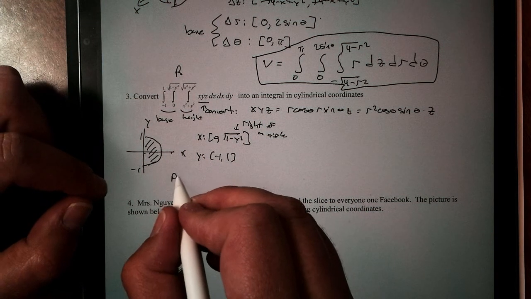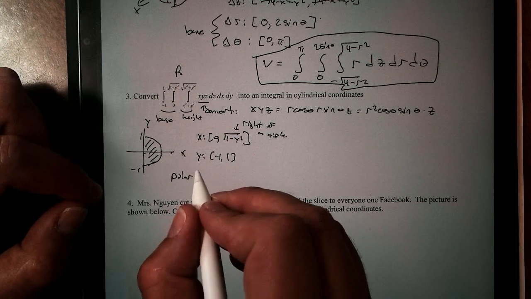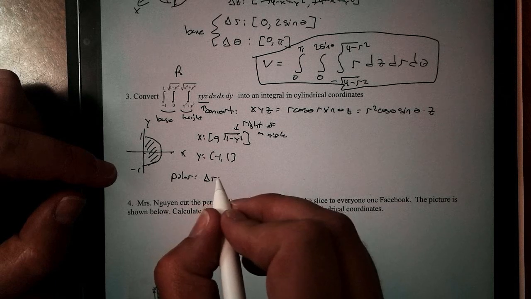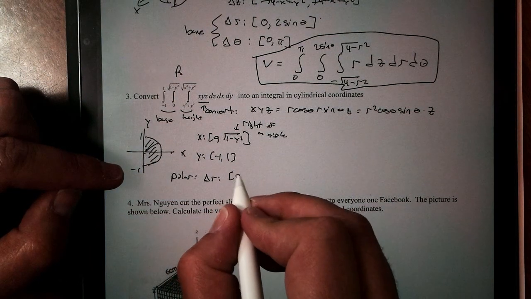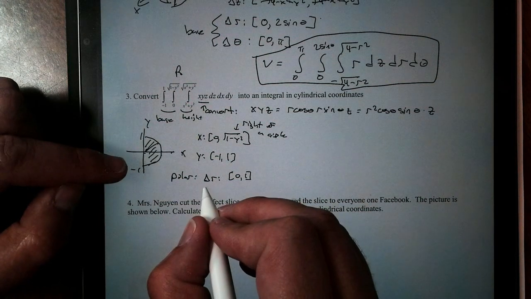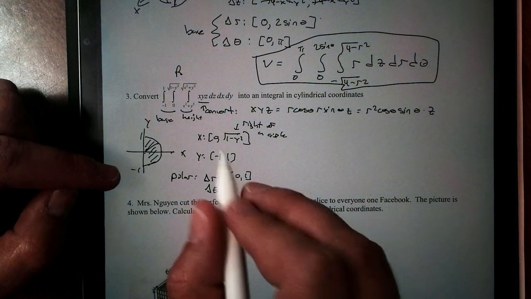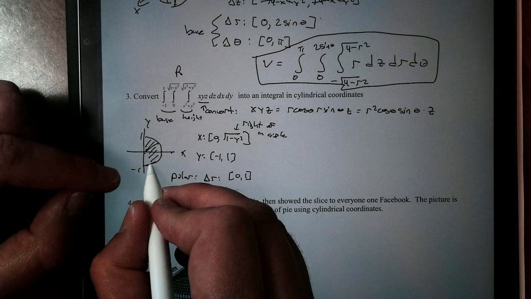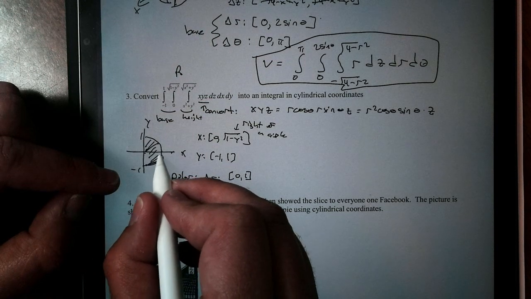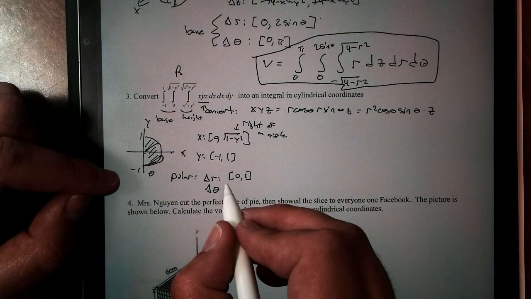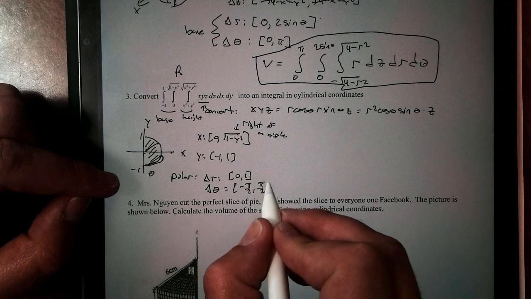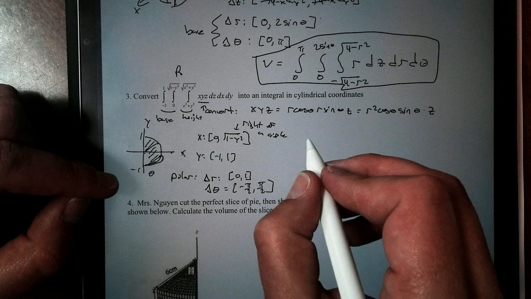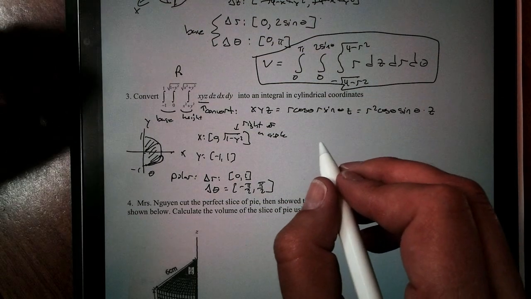So let's write this as polar. I need my change in radius. Well, my change in radius only goes from 0 to 1. And our change in theta, be very careful, I'm starting at the bottom and we're rotating around. So theta starts at negative pi over 2, the easiest way to do it, all the way to pi over 2. So let's go ahead and write our volume.